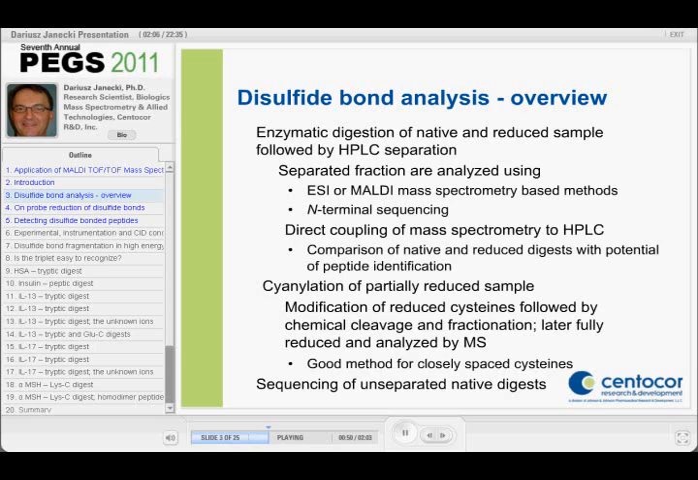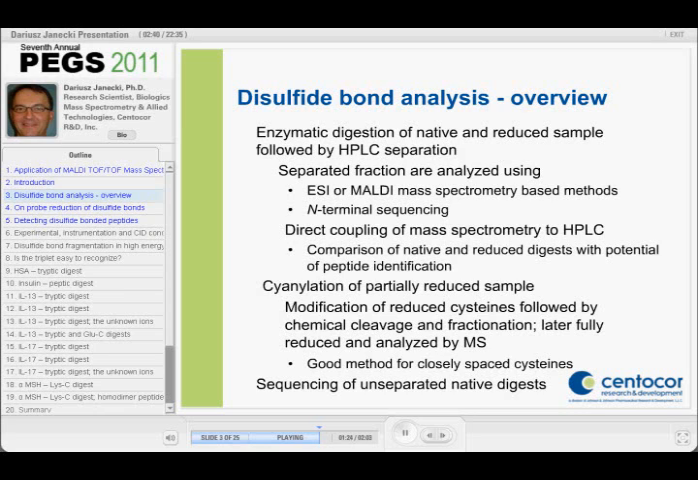The direct coupling has the potential of peptide identification right away, and it's a quicker method than doing this offline, like in the first point. Then there's cyanylation of the partially reduced sample. It's a method that is really good for closely spaced cysteines, and so far I haven't seen anything else that will really work for closely spaced cysteines. It's very time and labor consuming, but sometimes you just don't have any other choice.